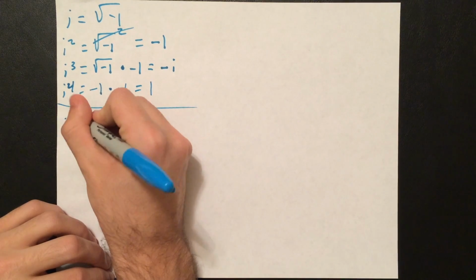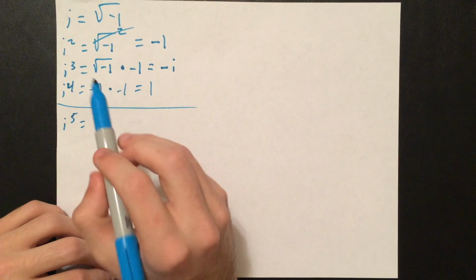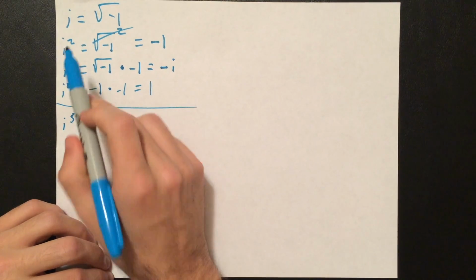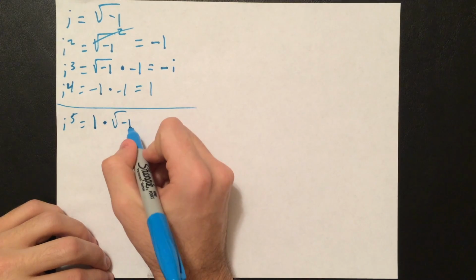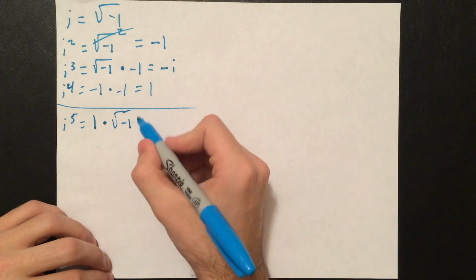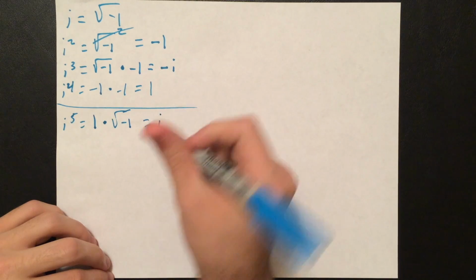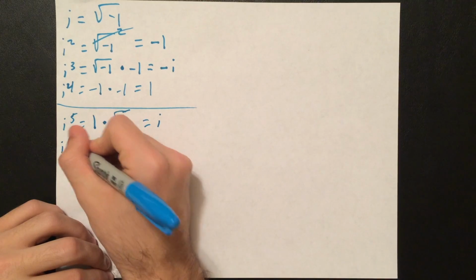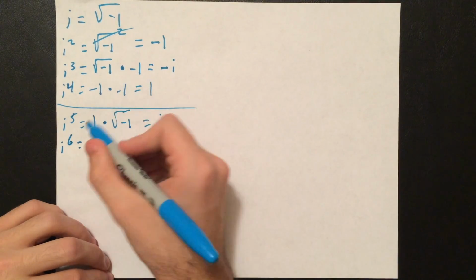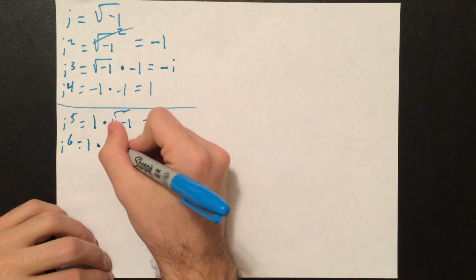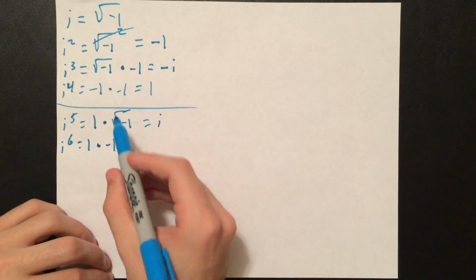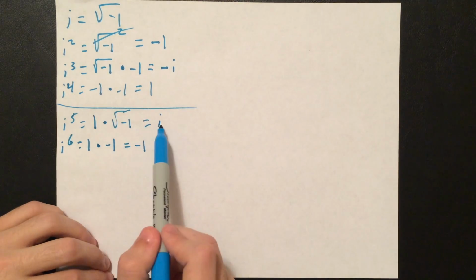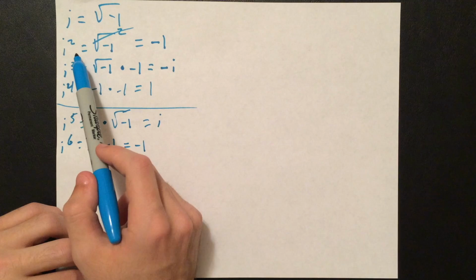i to the 5th power is going to be i to the 4th, 1, times i, square root of -1, which is just going to be square root of -1, which is i. So i equals i to the 5th. i to the 6th equals i to the 4th, 1, times i squared, -1. So i to the 6th equals -1. So i equals i to the 5th, and i to the 6th equals i squared.